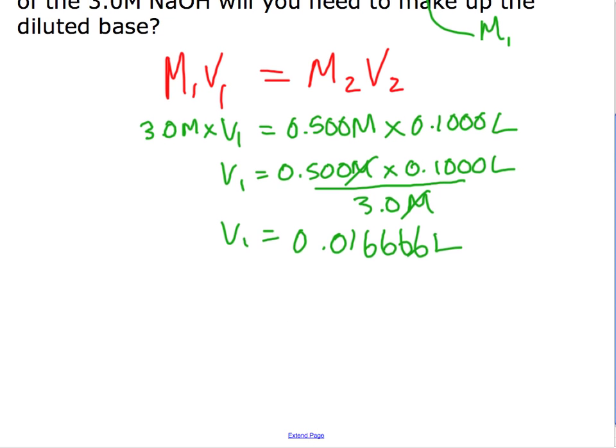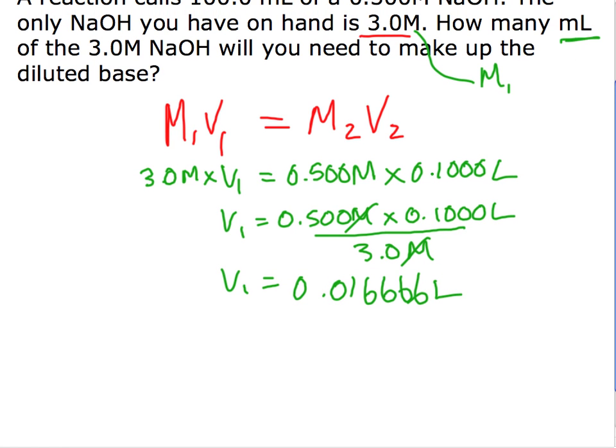Now the question initially asks for how many milliliters, so I should convert this back to milliliters. That would be 16 point something. I also have 2 sig figs here. If I'm going to round that to 2 sig figs, I have to round up to this one. So it would actually be 17 milliliters.